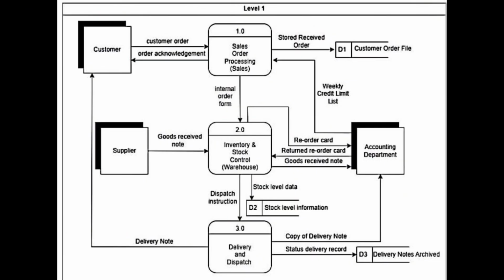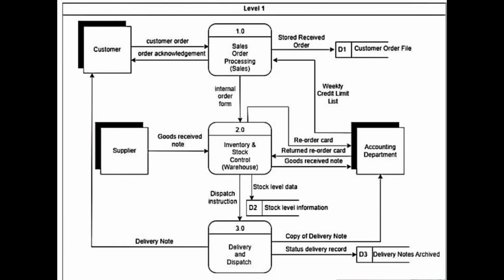At the same time, the order details are saved in the customer order file for record-keeping purposes. After this, the sales prepares an internal order form which is then transmitted to the inventory and stock control process in the warehouse. So once the warehouse receives the internal order form, the system proceeds to stock checking. The inventory and stock control function consults the stock level information data store to determine the availability of the requested items. If the items are available in sufficient quantity, the warehouse updates the stock records and issues a dispatch instruction to the delivery and dispatch process.